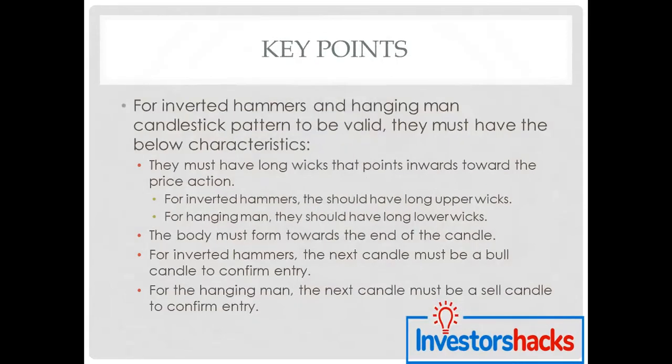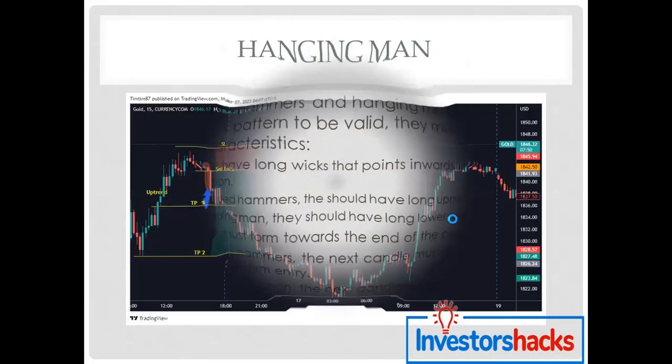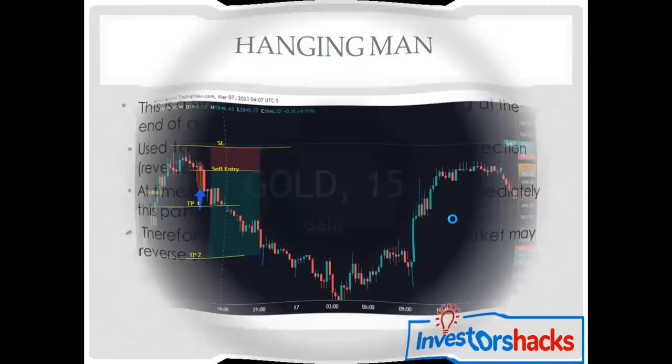So the key points to note here is that for inverted hammer and hanging man candlestick patterns to be valid, or to be of high probability, they must have the following characteristics. They must have long wicks that point inwards towards the price action. For inverted hammers, they should have long upper wicks, and for the hanging man, they should have long lower wicks. So this is what I am talking about.